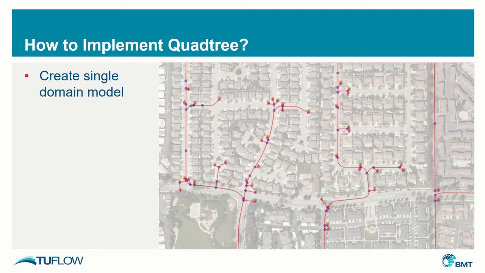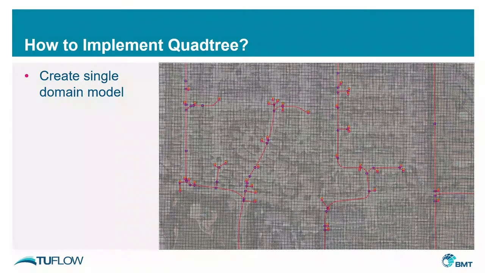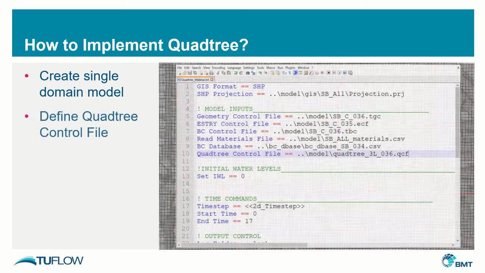How do you implement it? To start with, you build a single resolution model. Here we have an urban situation where we have an underground pipe network in 1D linked to a 2D grid for the above ground definition. Once you've established your single resolution model, it's really just a matter of introducing a new control file titled the Quadtree control file. It will contain all of the new files that you need to implement Quadtree.